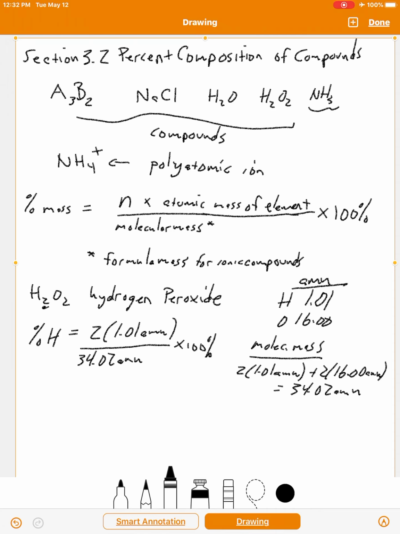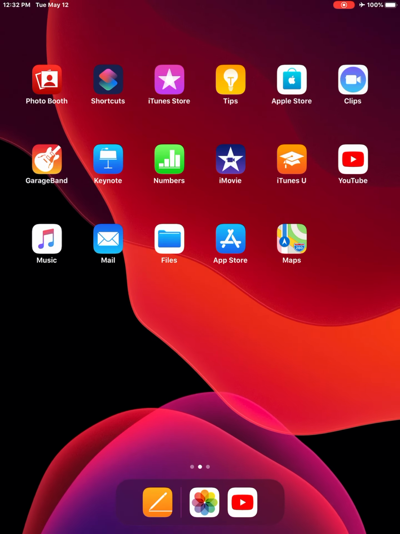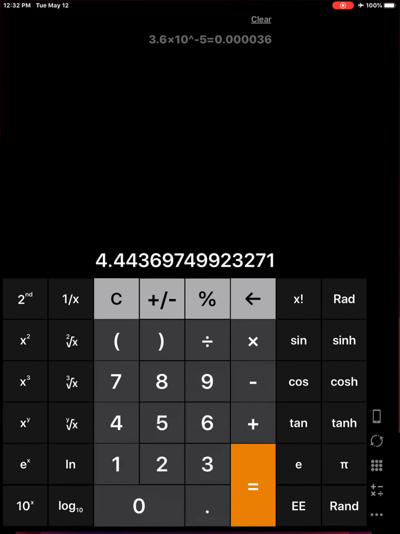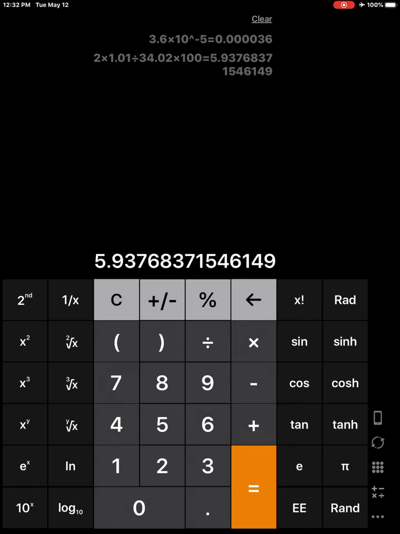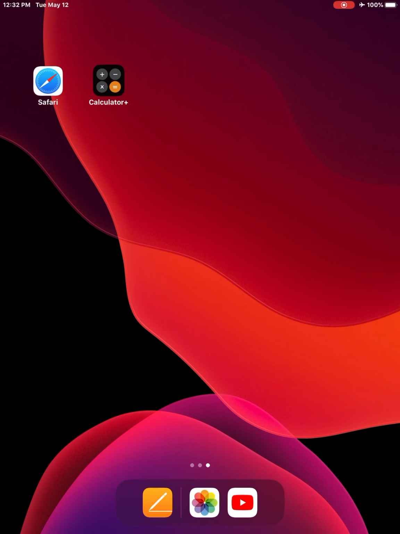Multiply that by 100. So what this does is essentially tells us what percentage of the total mass is due to hydrogen. So let's go ahead and calculate that. 2 times 1.01 divided by 34.02 times 100%. And you get 5.938.